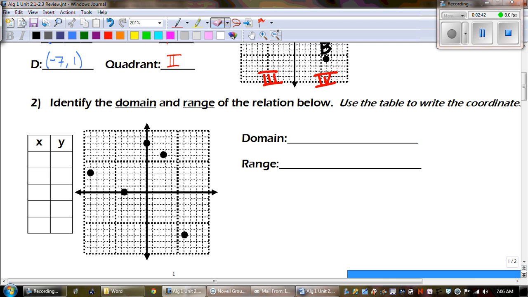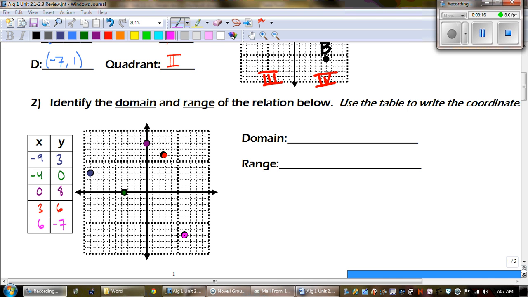Next, it says to identify the domain and range of the relation below and use the table to write the coordinates. Okay, so why don't you guys pause this and see if you can get all of the coordinates down. Okay, so each point, just put it in one of the boxes. Good luck. Okay, so there's all the x and y's.